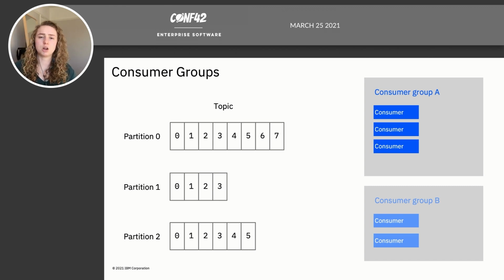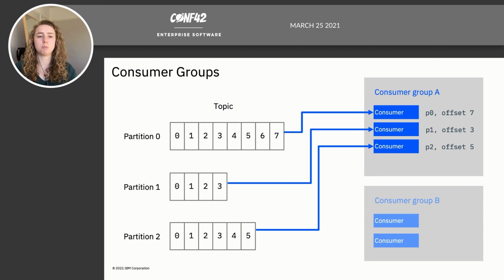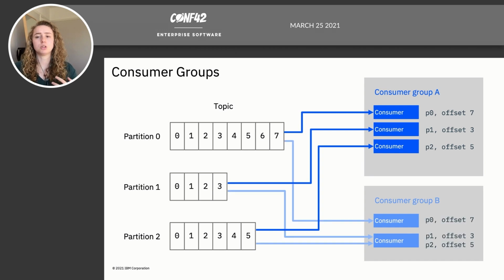And then on the right-hand side, we have 2 consumer groups. Consumer group A has 3 consumers within it, and consumer group B has 2 consumers within it. Let's take a look at how they're going to be linked up to the different partitions. Because we've got 3 consumers in consumer group A and 3 partitions, each consumer will be assigned a partition. That means they're only reading from one partition, and that's important because that's where the ordering guarantee comes in. Now with consumer group B, there's only 2 consumers, so one of those consumers will read from 2 partitions. You can see that bottom one's reading from partition 1 and partition 2.